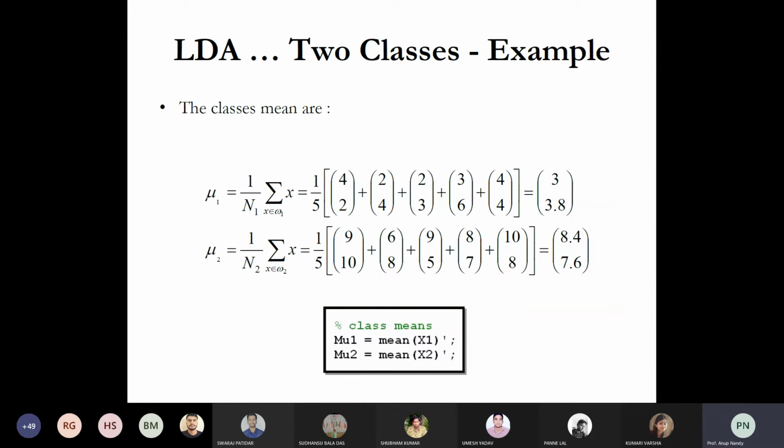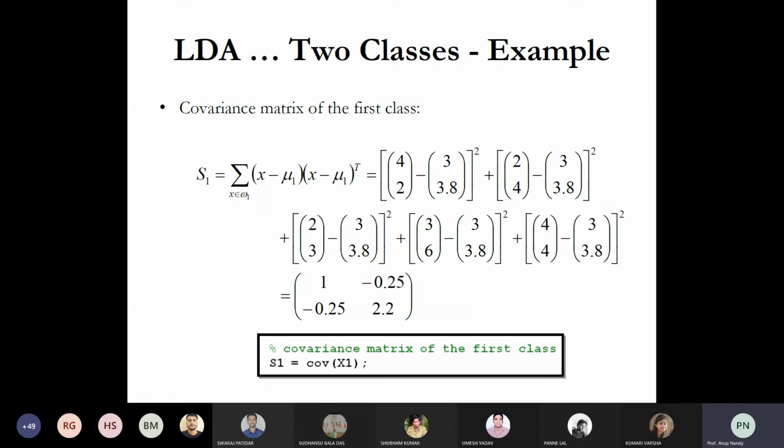X means and this y means that you have to compute separately. So now the covariance matrix. Next is the covariance matrix for the first class. You have to compute it. So how do you compute it? The formula is the sum over x belonging to w1 of (x minus mu1) into (x minus mu1) transpose, as I already told you. So now you just apply it.